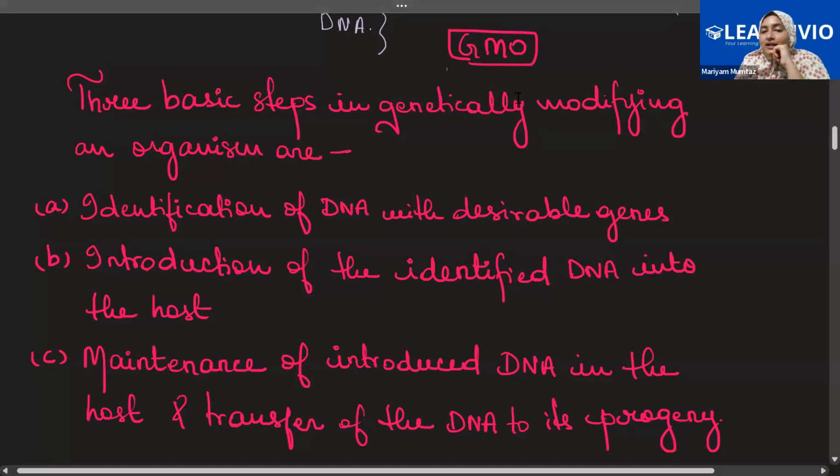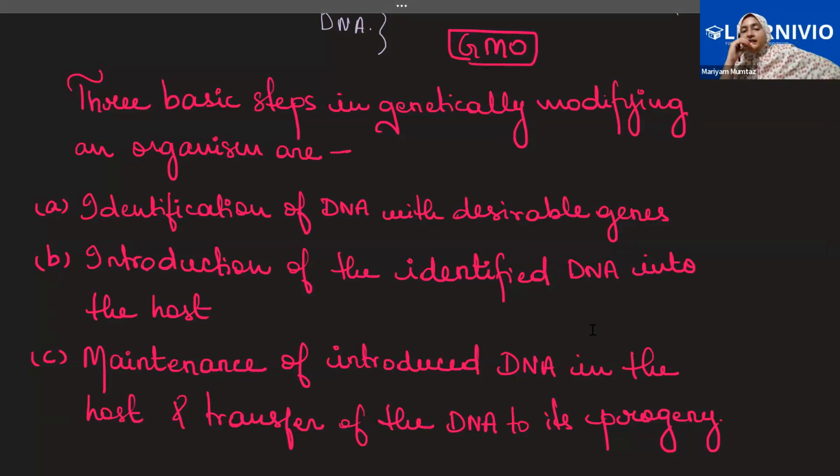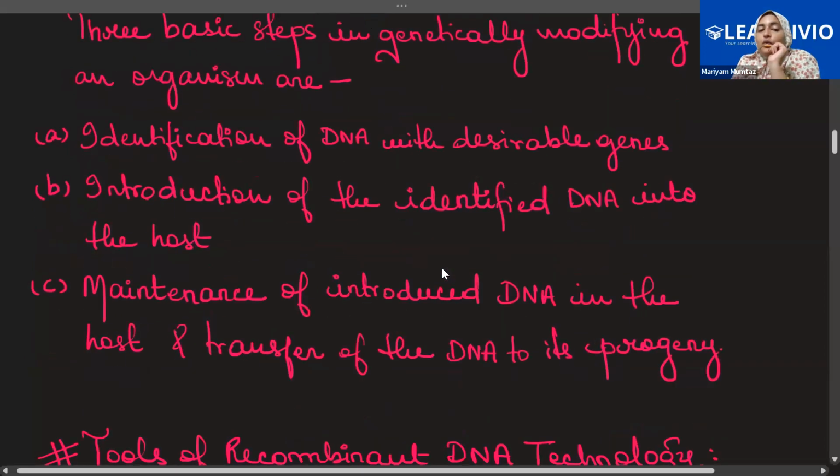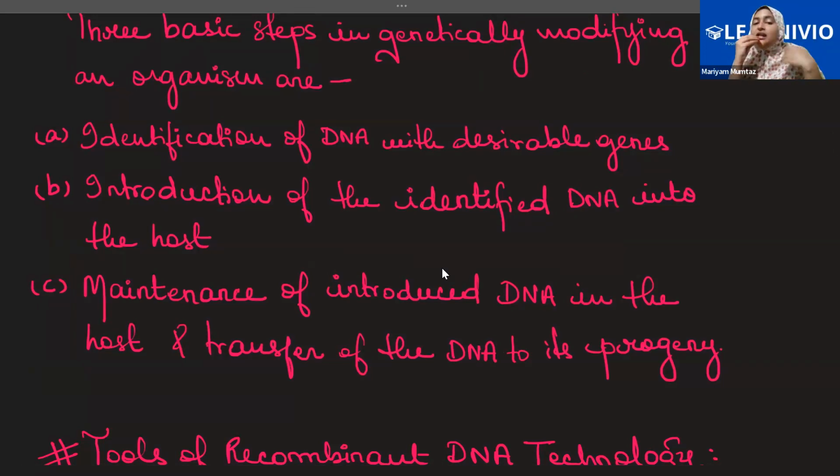So while we are trying to genetically modify any organism, what do we have to do? First of all, we identify the DNA of interest. For example, if you want to make a new product from an old one, the old one must have something of interest to you, so you want to extract that. That is done when we identify the desirable gene. Then we introduce that identified gene, the gene that we have taken out, into the host's body.